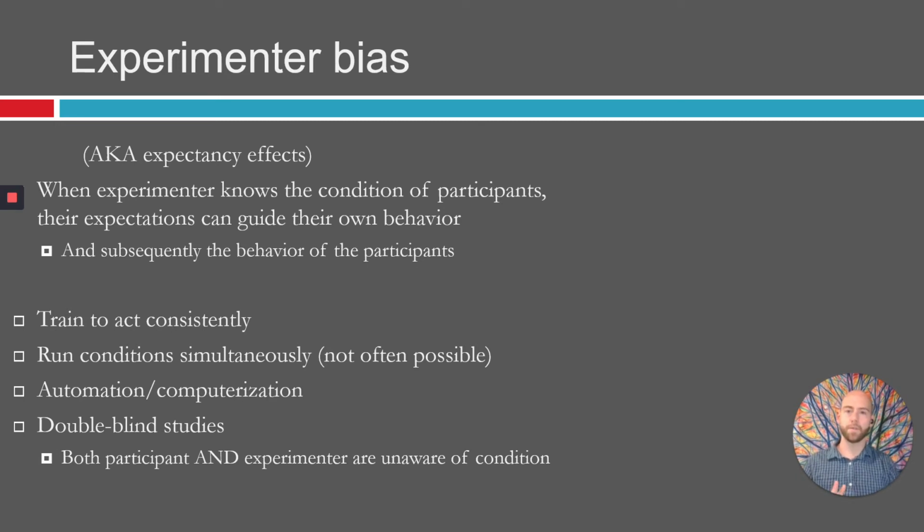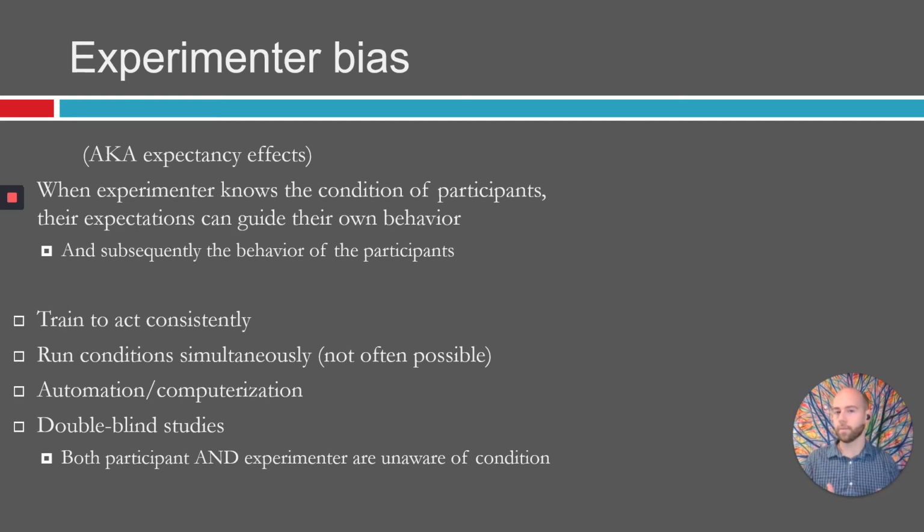An ideal way to do this for in-person studies that is logistically difficult is to use double-blind studies. Now, I mentioned single-blind studies when participants don't know their condition, but double-blind studies are when both the participant and the experimenter are naive or unaware of the condition.